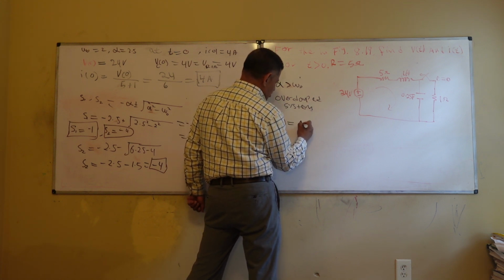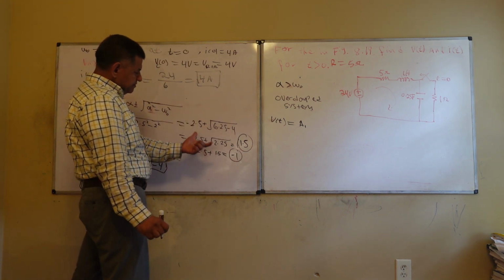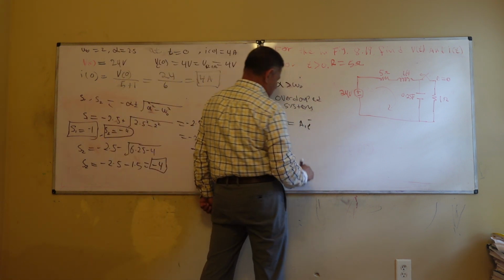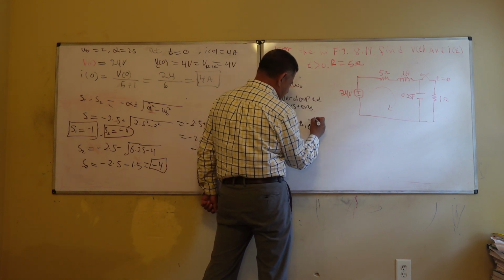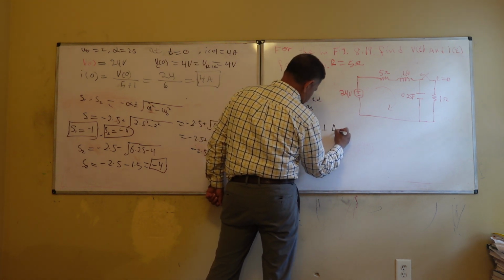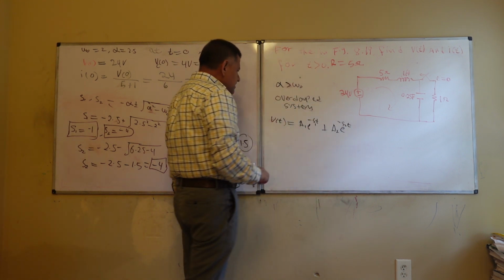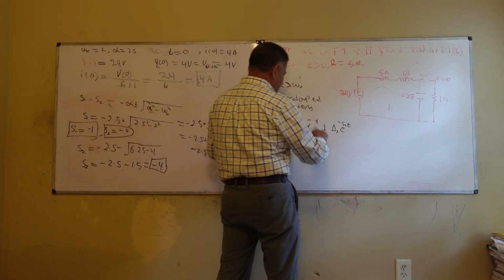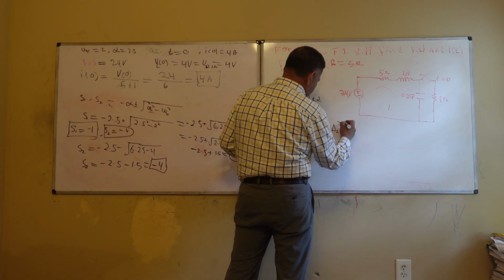It's going to be equal to some constant A1 in this case, because we have another overdamped case, e to the s1t plus a2 e to the s2t. But in this case, we know what s1 and s2 are. So basically, we just replace that one by 1, and then we replace that one by 4.